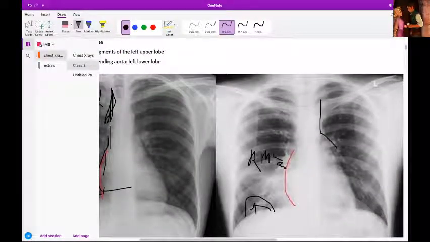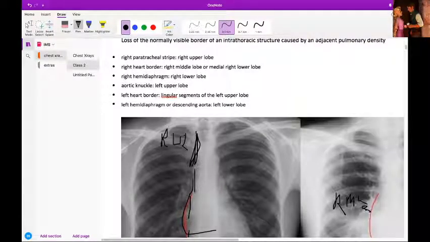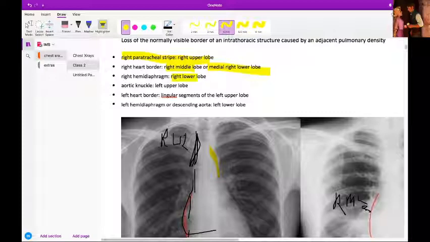Similarly on the left side, if it's the left paratracheal stripe, then it's the left upper lobe. If it's the left heart border, then it's the lingular portion of the left upper lobe. If the diaphragm is obliterated, then it's the left lower lobe. So, right paratracheal stripe, right upper lobe. Right heart border, right middle lobe and middle part of the right lower lobe. Right hemidiaphragm, right lower lobe. Aortic knuckle, that's this area, that will be left upper lobe.